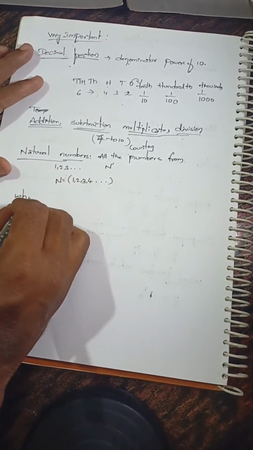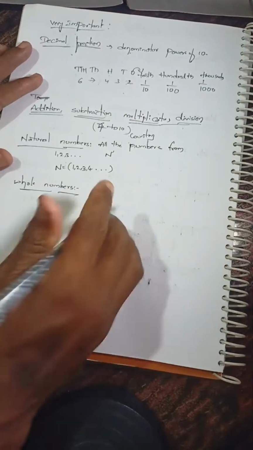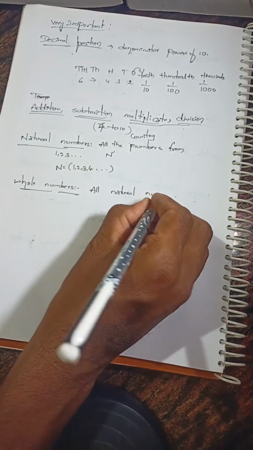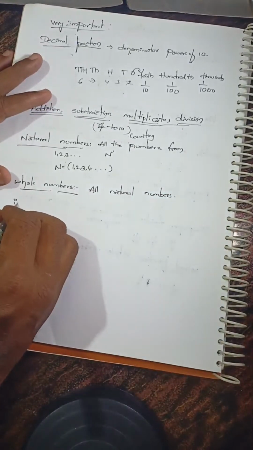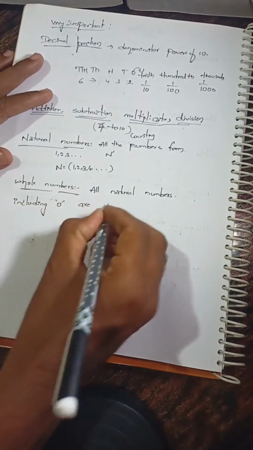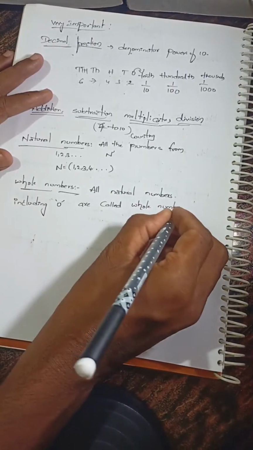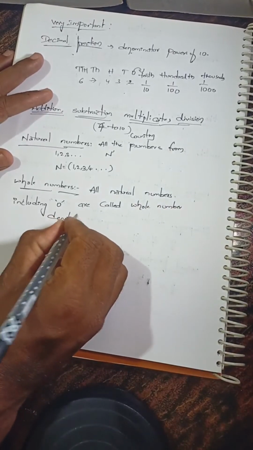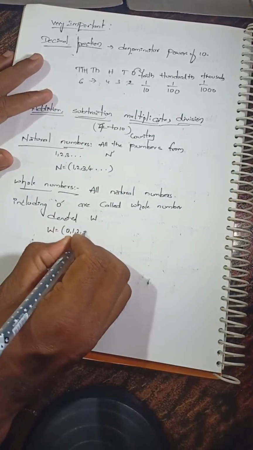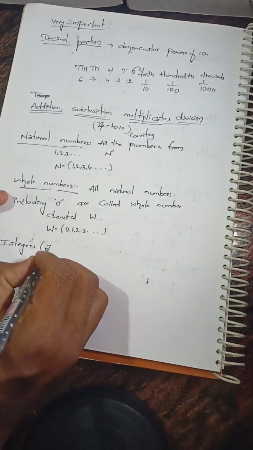The next one is the whole numbers. All natural numbers, including 0, are called whole numbers. It is denoted by capital W. So W is equal to, in the bracket, 0, 1, 2, 3 and so on. The next comes integers, which is denoted by letter capital Z.